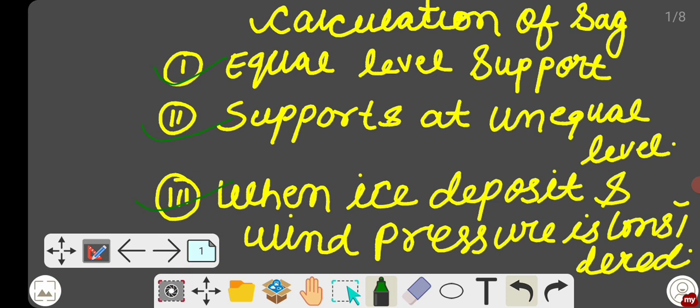considered. Basically, what will be the value of sag when there is ice deposit on the conductor, and wind pressure also acts on it? We also have to calculate the value of sag in that case. Now we will calculate the value of sag in the first case, that is equal level support.